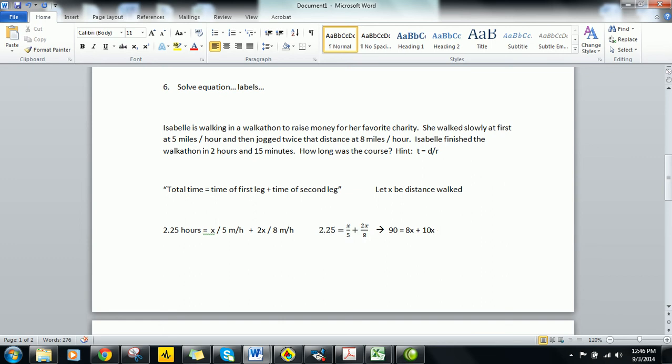Okay. And now I'm going to combine terms. 8x plus 10x, of course, is 18x. Then I divide both sides by 18, and I get x equals 5. And so what that means now is, that's the distance walked. So that's how many miles we walked. How many miles do we run? Well, twice that. 10 miles run. So therefore the answer, how long is the course? Well, if we walked 5 miles and Isabel ran 10 miles, then the course is 15 miles.